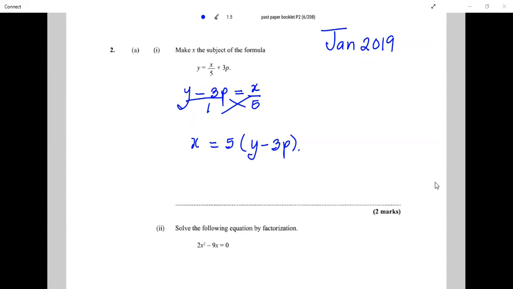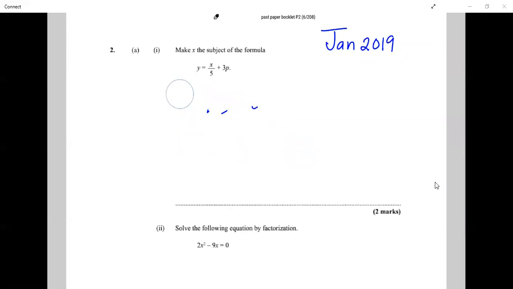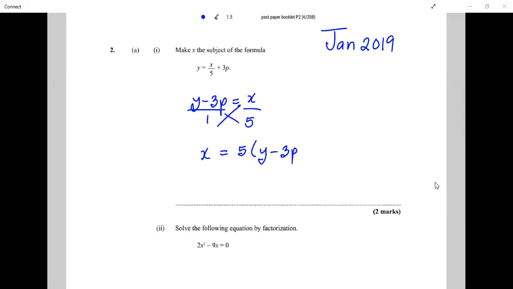Did anybody get this correct? And for some reason, I don't like the penmanship. So I have y minus 3p is equal to x over 5. I'm going to put this over 1, then I'm going to cross multiply. x is equal to 5 times y minus 3p.